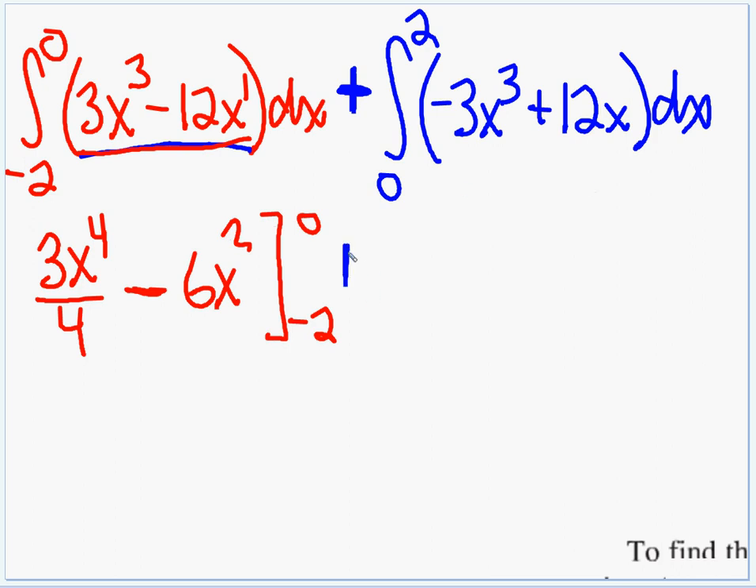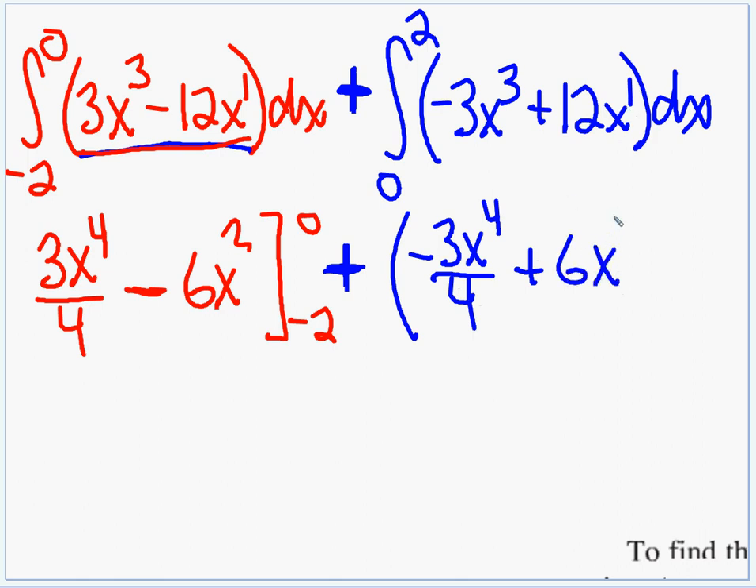And then we're going to add to that another integral. Raise the power by 1, divide by the new power. That's going to be a negative 3x to the 4th over 4. And then this is going to be a plus, raise that to squared, divide by 2, 6x squared. And we've got a different bracket here with a 0 to 2 on it.